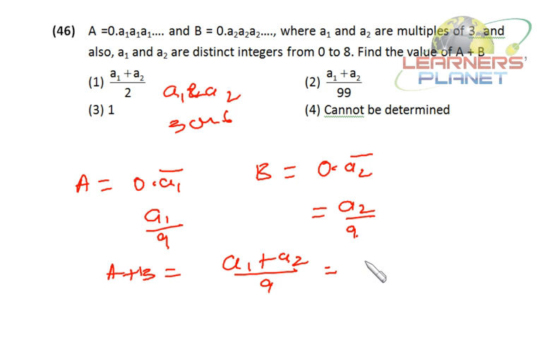Now what will A1 plus A2 be? That is 3 plus 6. It doesn't matter whether A1 is 3 and A2 is 6, or A1 is 6 and A2 is 3. In both cases we'll be getting 3 plus 6. So it's 9 by 9, which is 1. So this is the correct answer. This conversion of a recurring decimal to a fraction, we have already discussed in our previous sessions. I hope you will be able to recall it. Let's do the next problem.